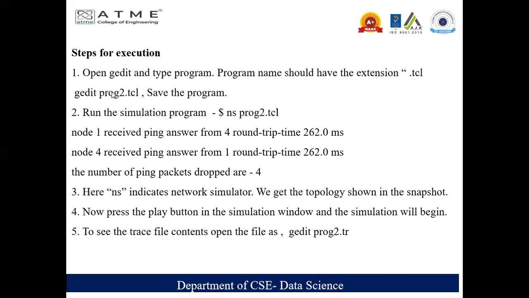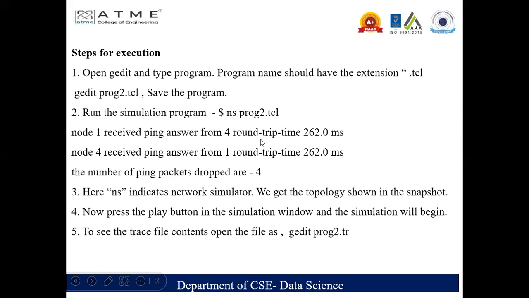So now for execution, open the gedit and type the program name. So gedit program2.tcl. Now run the simulation. $ns program2.tcl. So node 1 received ping answer from 4 with round trip time 262 milliseconds. Node 4 received the ping. So this is the answer that we are going to get.